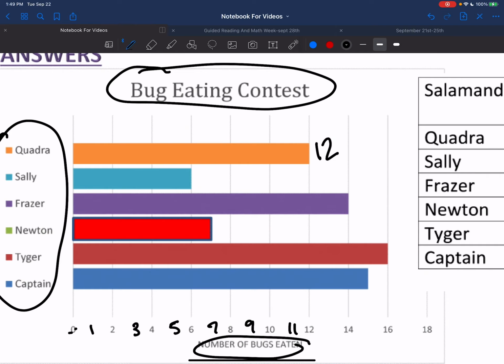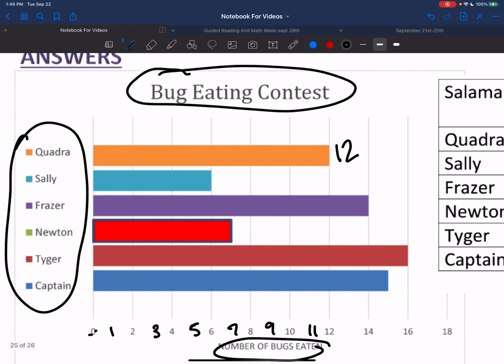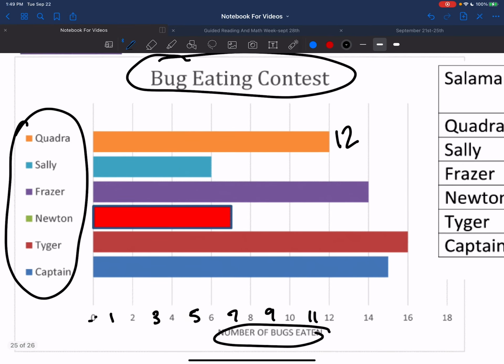Next is Sally. Sally has eaten, I followed that bar all the way out and follow that line down to see where she's at. She has eaten 6. Same thing for Fraser, followed all the way out, follow that bar down. Fraser has eaten 14. Now with Newton, I can see that Newton's bar is in between 6 and 8. And the number that comes between 6 and 8 is 7. So I would write a 7 there. Let me erase that line.